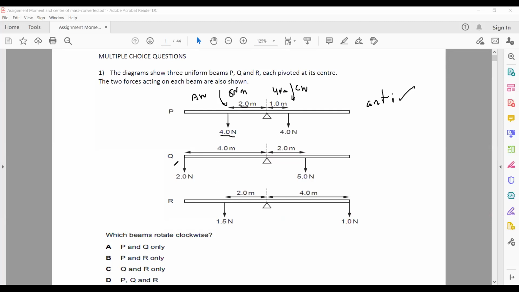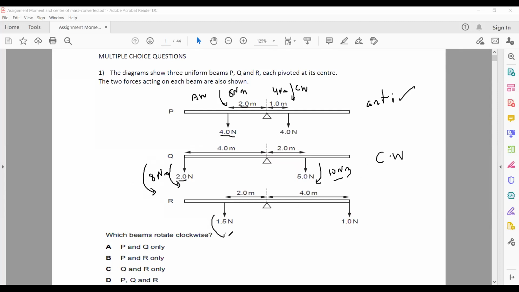Then when you check Q, a force of 2 Newton at a distance of 4. So what is the moment? This will be 8 Newton meter. And what is the direction here? Anti-clockwise. And 5 multiplied by 2 is equal to 10 Newton meter. So which direction will beam Q rotate, clockwise or anti-clockwise? Because the clockwise moment is more, it will rotate clockwise.